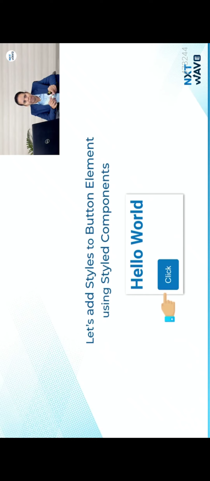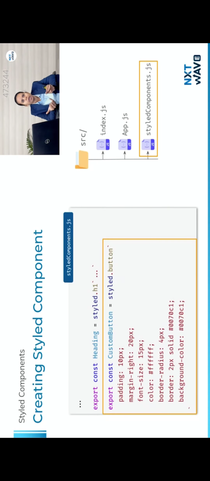Now let's add a button. There you can see we have this click button, right? Let's add this button using the style component. So firstly, what do we do? We write the style component for it, right? So there you can see the style component corresponding to the button. So it's a custom button equal to style dot, the tag name is button, so dot button. And then within the backticks, we have defined the styles, right? There you can see the styles that we have defined. And we have to add all of this in the style components.js file.